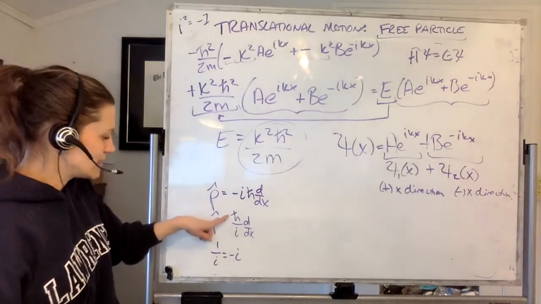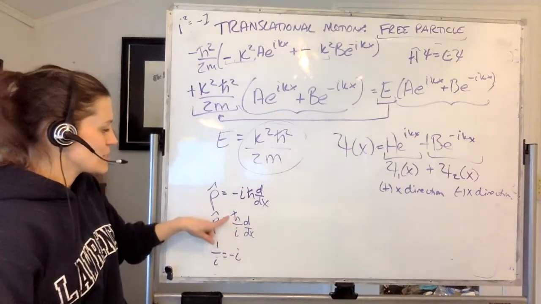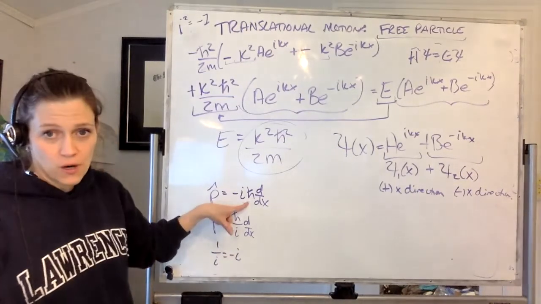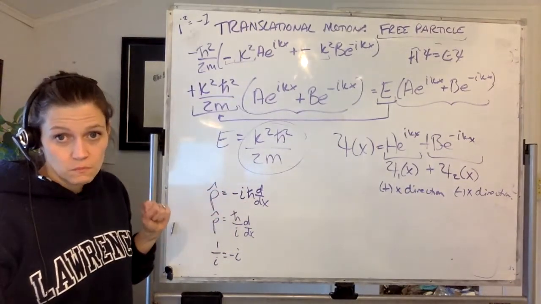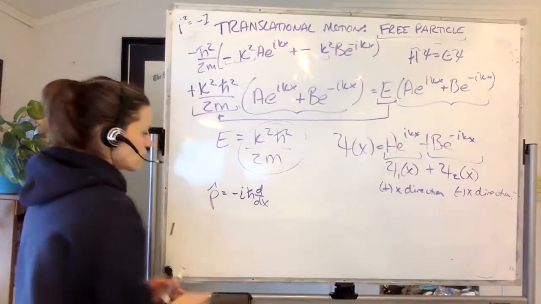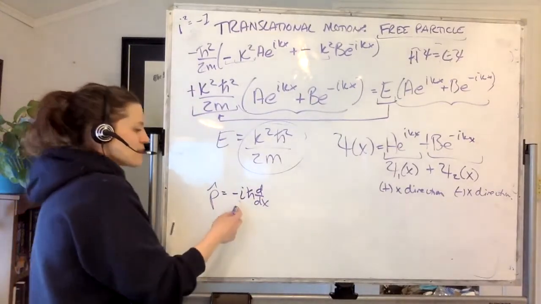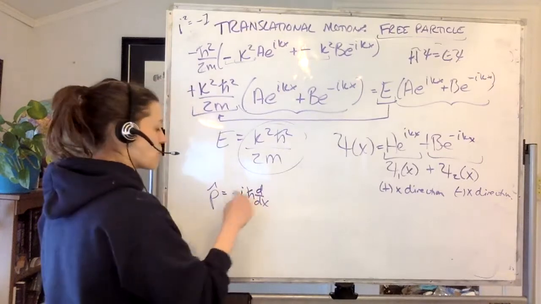And so you'll notice that 1 over i times h bar is the same as minus i times h bar. Those are the same thing. Go team. Okay. And if you're missing a negative sign, odds are that's probably where it is. So minus i h bar d/dx is my momentum operator.